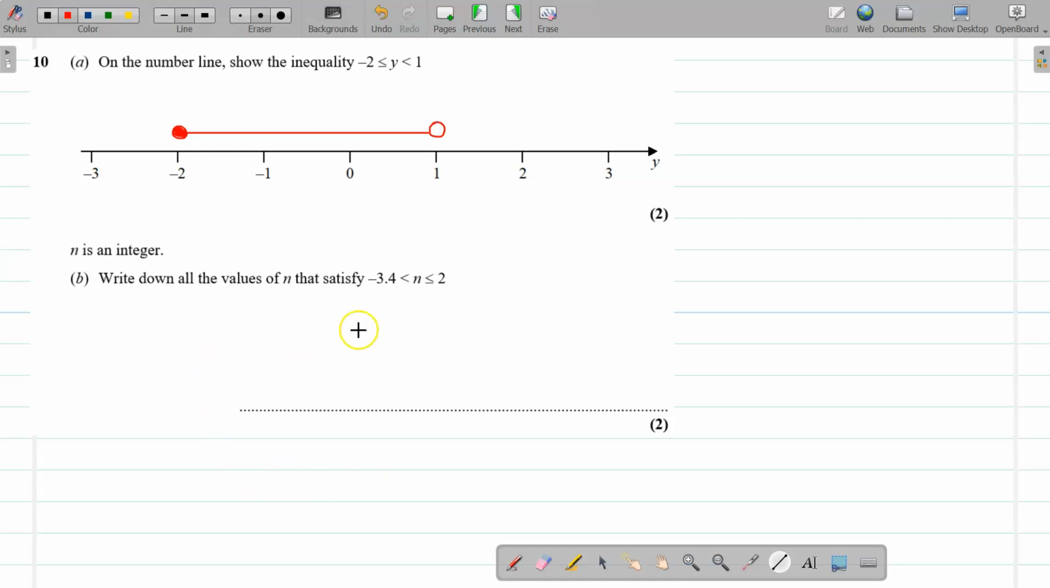That's it. Write down all the values of n that satisfy this inequality. n's got to be bigger than minus 3.4, and because it's an integer, the first integer bigger than that is minus 3. It could be minus 2, because that's in the range, or minus 1, or 0, or 1, and it can even be 2, because it includes 2. But it can't be any more than 2. That's the answer there.